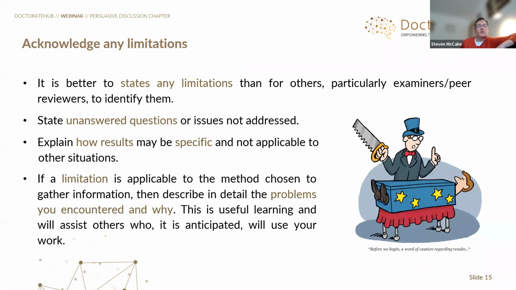Again, I probably don't need to spend too much time on this, but if you think that there are limitations to what you've done, then address them. State any unanswered questions or issues not addressed, because if you put them in at the beginning, this comes back to where you start off. But if there are things that you were not able to achieve, there's probably good reasons for so doing. If you can't provide good reasons, then any examiner worth their salt will question you on it. Why didn't you explain that?